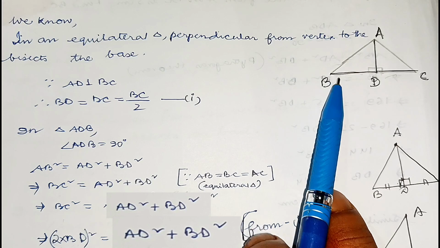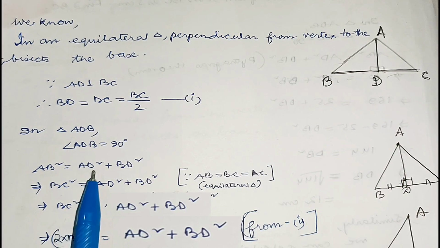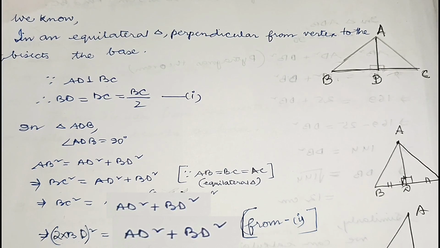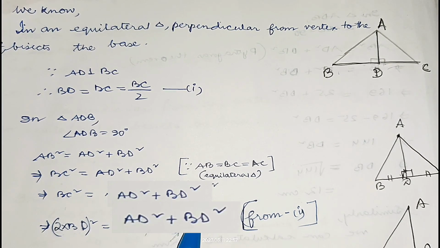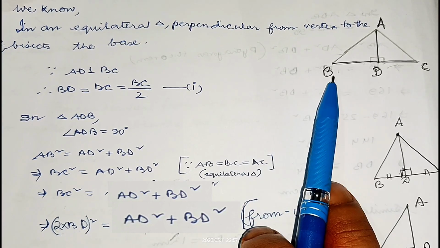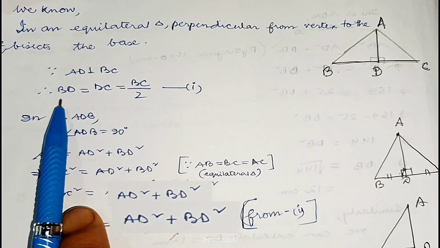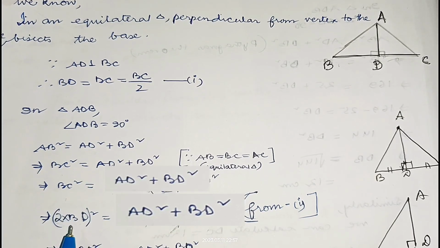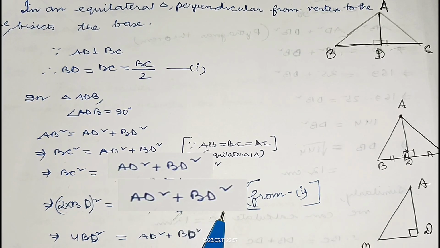So instead of AB I can write BC. So instead of AB square we can write BC square equals AD square plus BD square. Now BC is twice BD, from this line. So instead of BC square we can write 2BD square equal to AD square plus BD square.